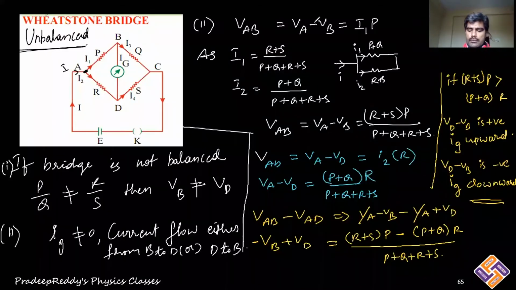So one small thing I have forgotten to write. This is I. Here there will be I. I1 is equal to (R plus S) divided by (P plus Q plus R plus S) into I. I will remain as it is. So here also you will be getting I. Here also you will be getting I. And here also you will be getting I.